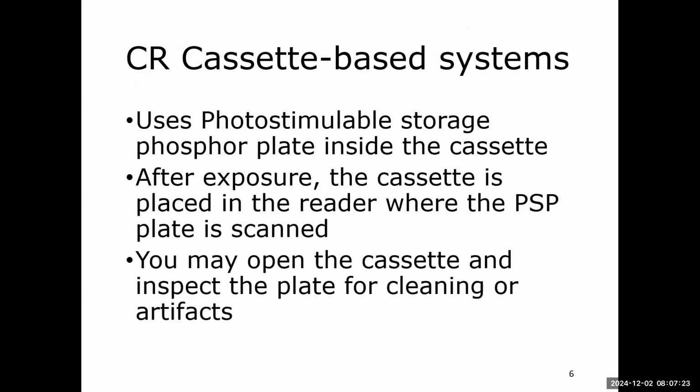In a CR system, it uses photostimulable storage phosphor plates inside of the cassette instead of a piece of film. After the exposure, the cassette was placed in a reader where that PSP plate was scanned. The thing about that was we could open those cassettes to white light, and it wasn't a big deal. If we opened cassettes that had film in them to white light, it was a big deal. That film was then worthless because it had been exposed. It would be completely black when you put it through the processor. So that was a big difference for us.